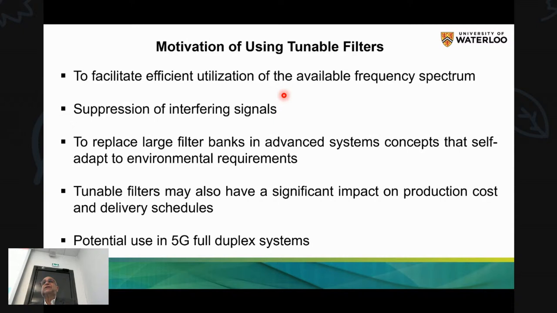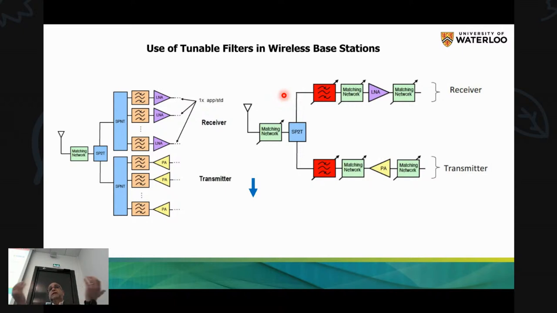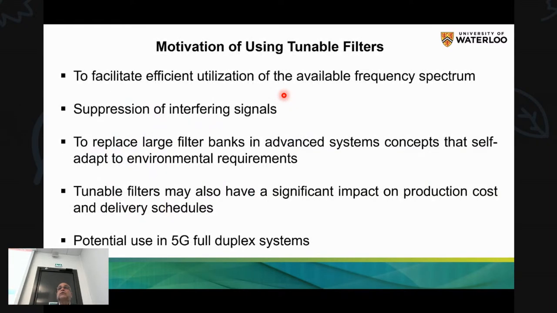Also, to replace large filter banks. Imagine when you have wireless base stations, you have 30 filters. If you make each filter tunable, you may be able to reduce the number of filters. For satellite applications as well, if you need multiple different bandwidths, instead of making separate filters and selecting them by switches, you can use one filter and change the bandwidth. Also, in many applications, people who are doing fixed filters would make thousands of these filters.